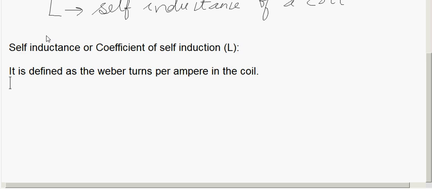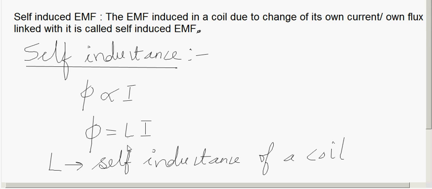What does it mean? Now here in this equation we got phi is Li, or from this we can write L as phi by I. L is phi by I.